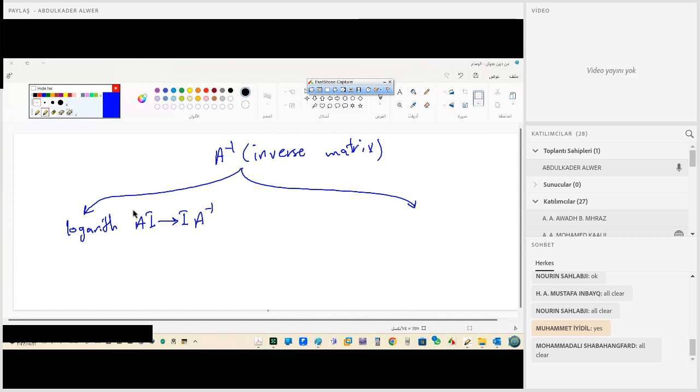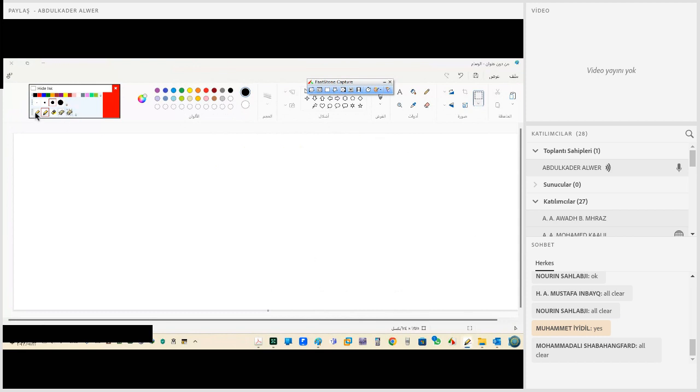And I explained this method before. Now we have another one called the cofactor method. We studied this before. Now we have this today. What is this method? How can we use this method? This is our job today, and this is the last topic for this semester.